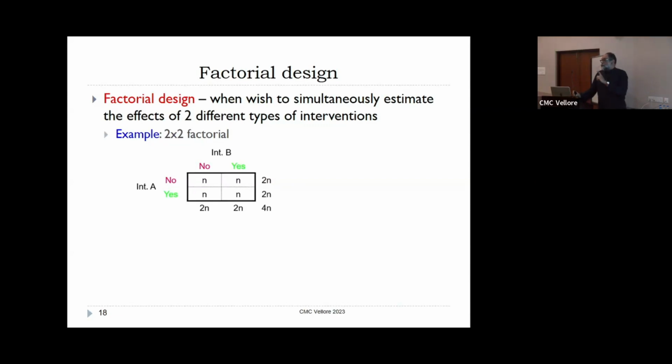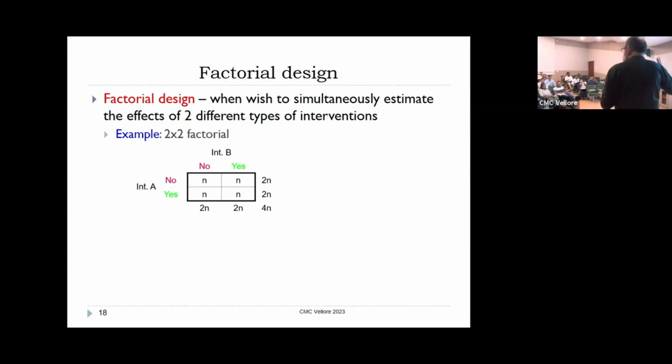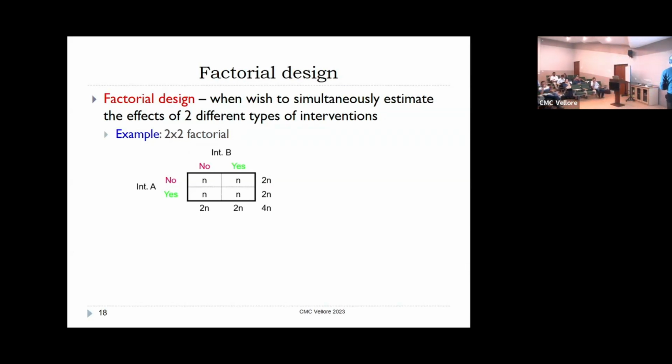So crossovers are not as common. What is more common is a factorial design. And a factorial design is one where you, as investigator, are thinking about two different types of treatments, and you want to do two studies in one. I want to study factor A and factor B. And so I can give A or not give A to a bunch of people.